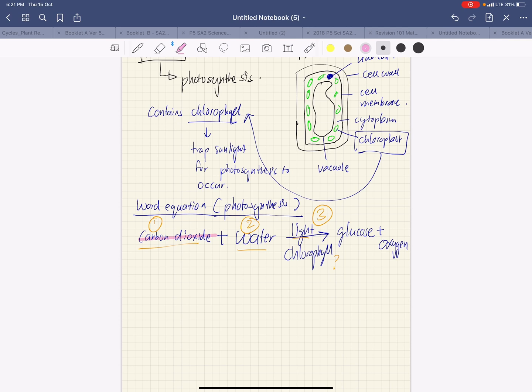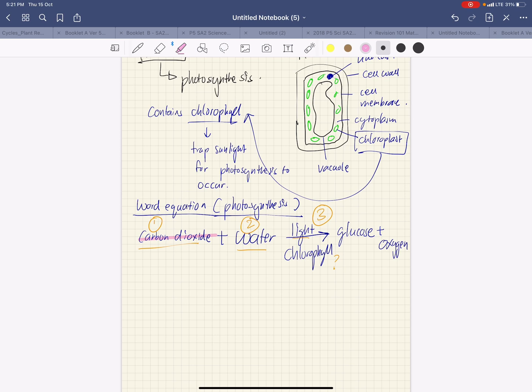However, you will also need to understand that increasing carbon dioxide can only increase photosynthesis up to a certain point. Why? Because at a certain point, the rest of your materials, all right, if you do not increase them, it's going to become a limiting factor. What do I mean by that? Very simple. Now, with every chemical reaction, there is always sort of like a ratio.